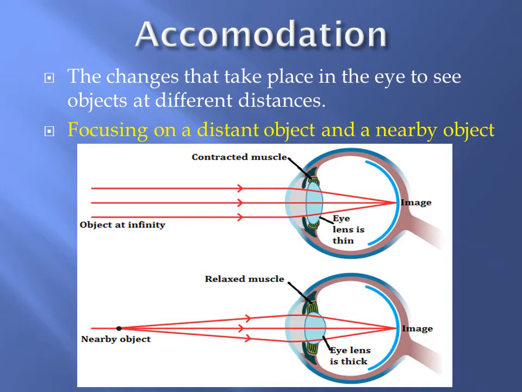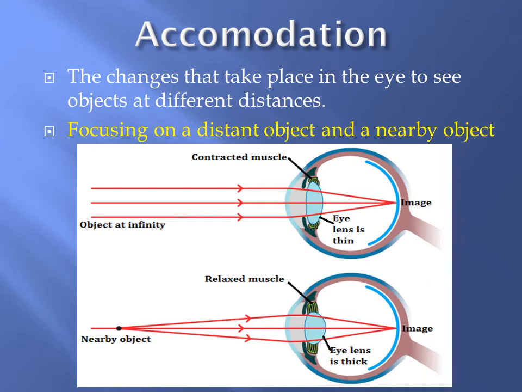The ciliary muscles relax and pressure in the eye pushes outwards on the lens, flattening it and stretching the suspensory ligaments. This is what happens when you see an object which is far away.